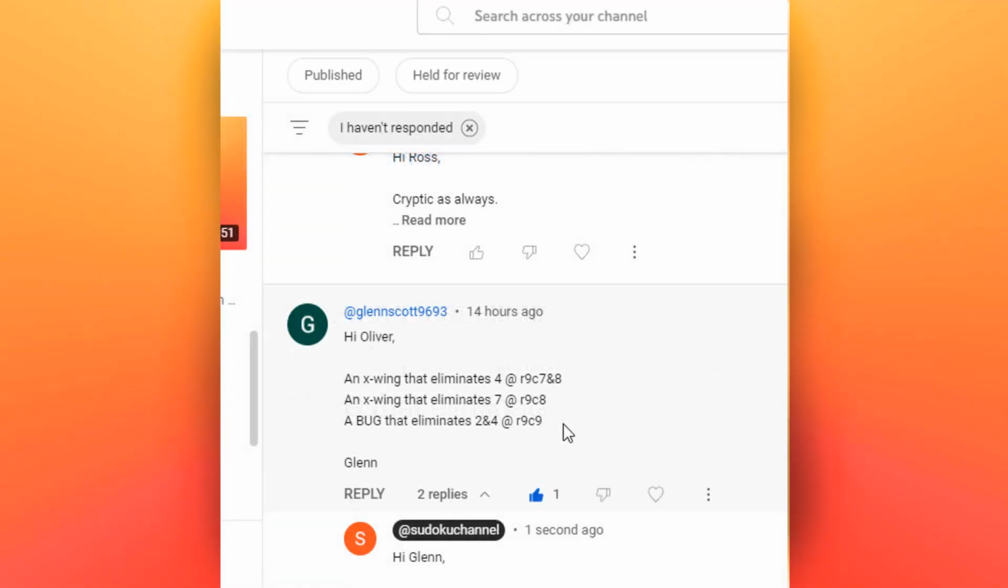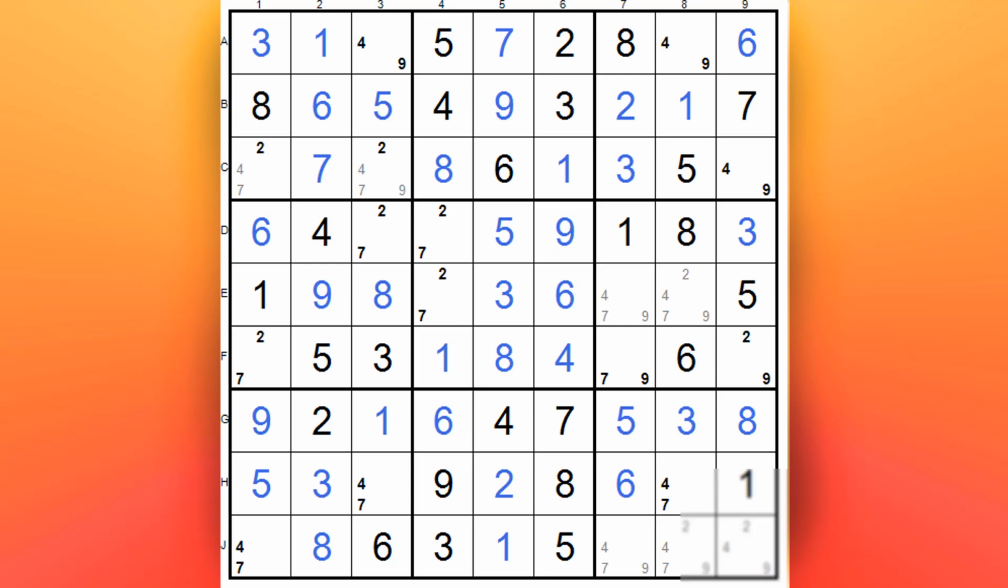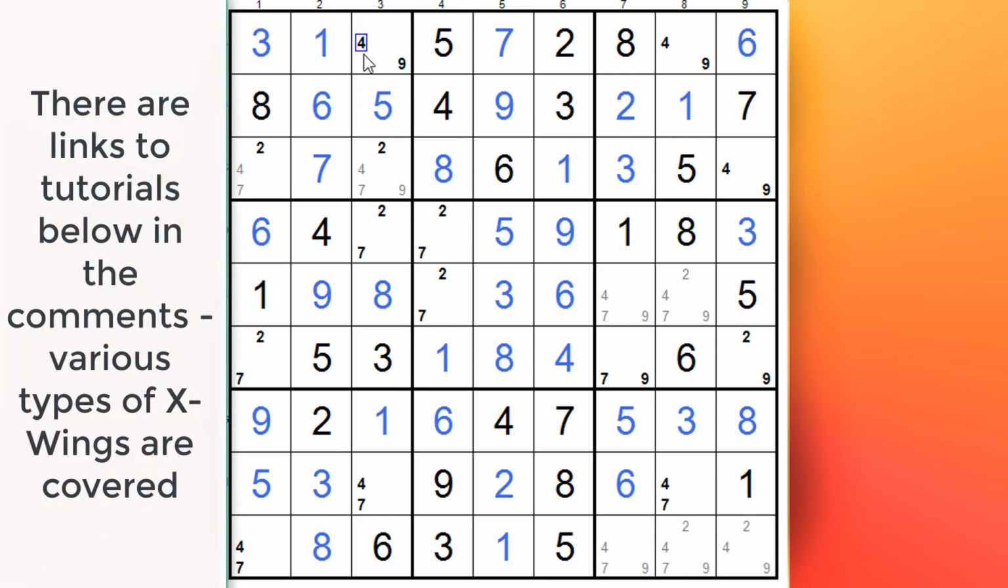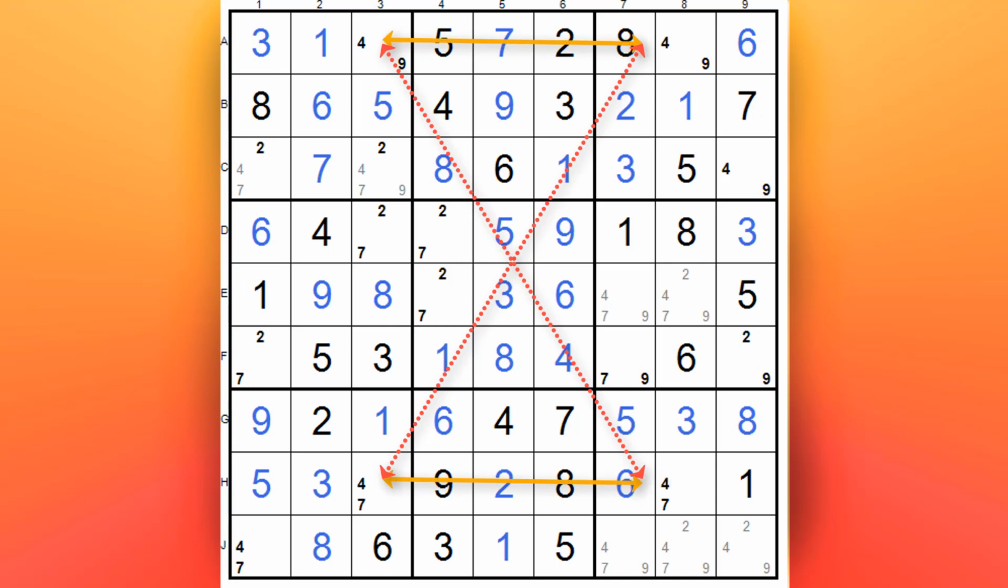I'm going to put in a few more X-wings just so people can get a better feel for X-wings, because this is a learning exercise as well. Now, X-wings can either be based on the rows or the columns. So for example, we've got 2 4s here, we have 2 4s here. So we've got 4s there on the rows, which means we can get rid of any other 4s on the columns, which means we can get rid of that one there, and this one up here.